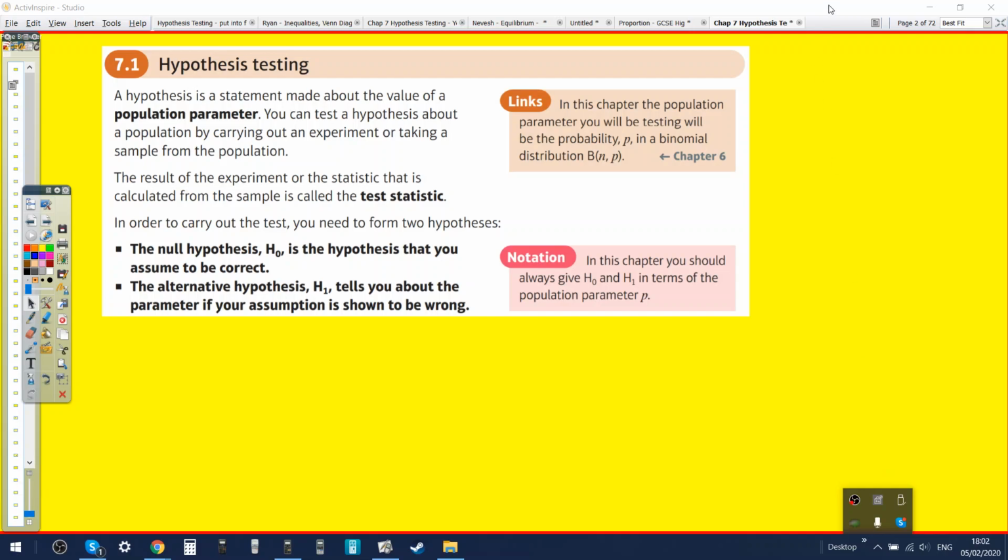Hypothesis. So the null hypothesis is what you assume is true, like a coin is a normal coin, and the alternative hypothesis might be that it's biased towards heads or something. The result of the experiment, or the statistic that is calculated, is called the test statistic. So that might be the number of times it lands on heads, something like that.